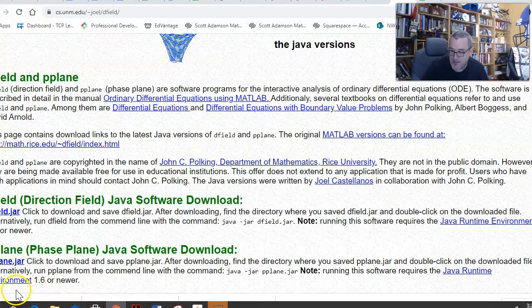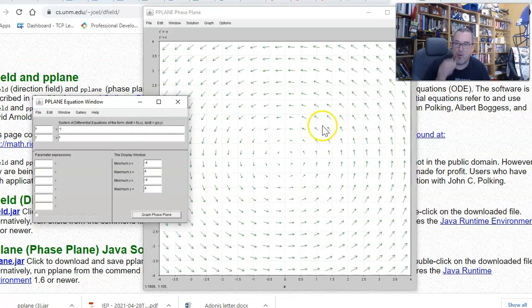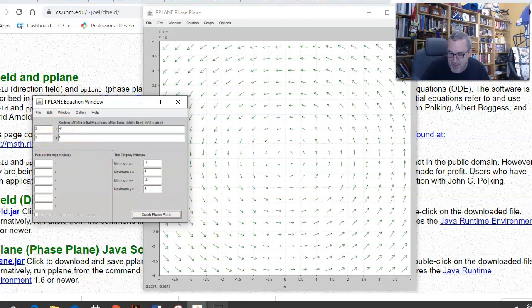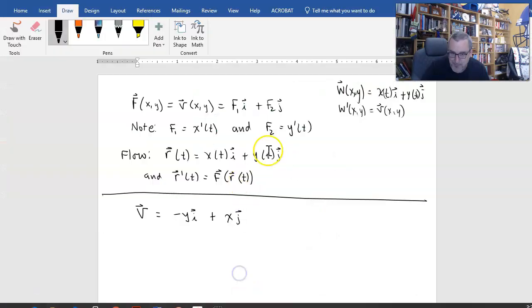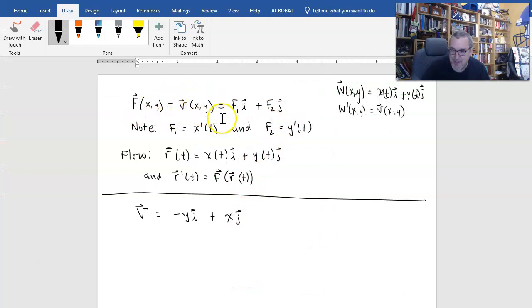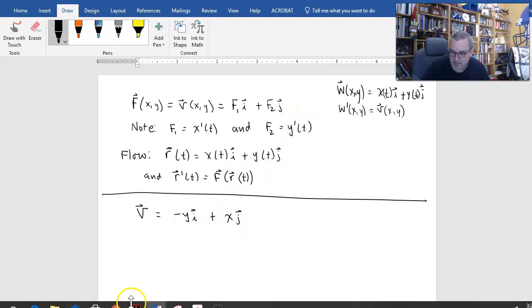When you launch the p-plane, you get several windows. One window is where you can type in some of the details. Like in this case, notice it's x prime. I know it's hard to see that, but x prime equals negative y, y prime equals x. Let me take you back. Remember that the definition is this velocity vector field is f1 i plus f2 j, where f1 is x prime of t, f2 is y prime of t. And so x prime of t in this case is negative y, and y prime of t is equal to x.